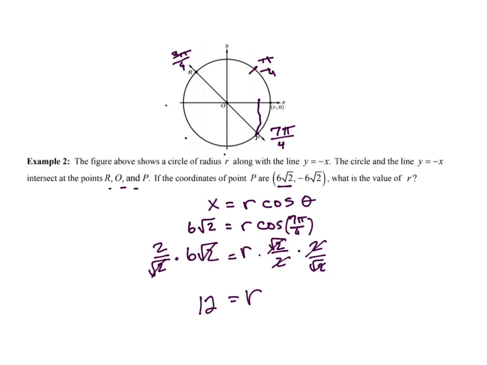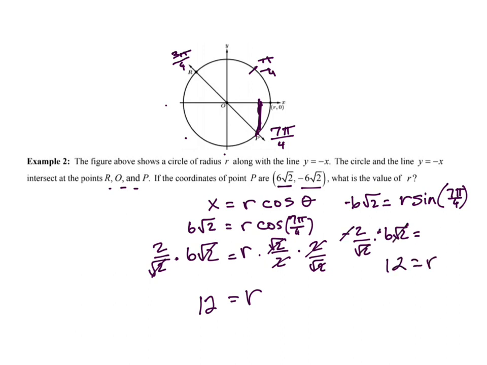You could have also used the y value. But instead of setting it equal to cosine of 7 pi over 4, you would have to go with sine. So really quickly, that would be r sine of 7 pi over 4. What's the sine value at 7 pi over 4? Negative square root 2 over 2. And if I multiplied by the reciprocal, and this one's negative 6 square root 2, you can see that the negatives cancel, the square roots cancel, and I still get 12 for r.